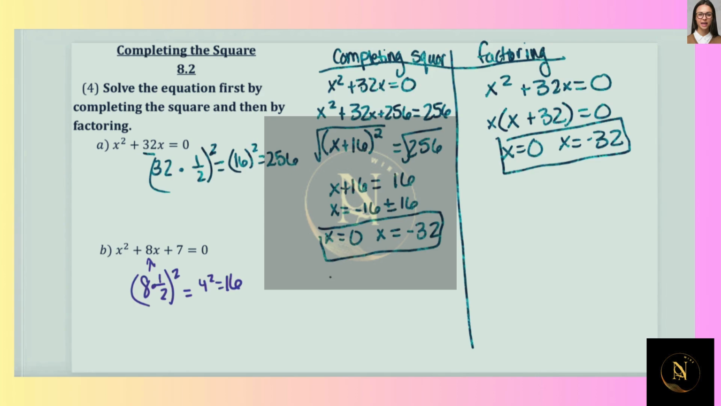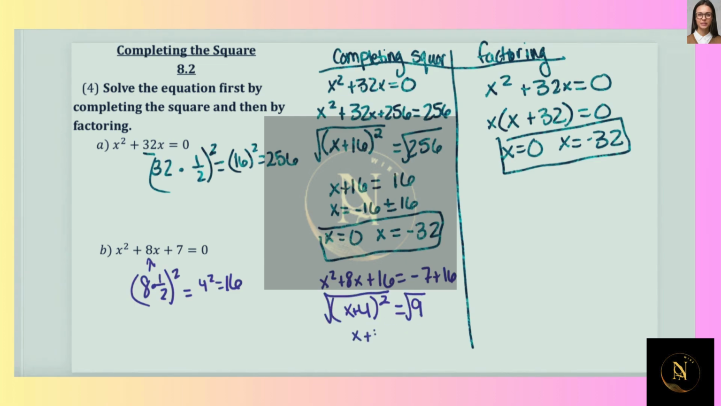So then I have x squared plus 8x plus 16 equals a negative 7 plus 16. I just moved that 7 over to the right side of my equal sign. So now I'm getting x plus 4 squared equals 16 minus 7 is 9. Then I'm going to find the square root of both sides.